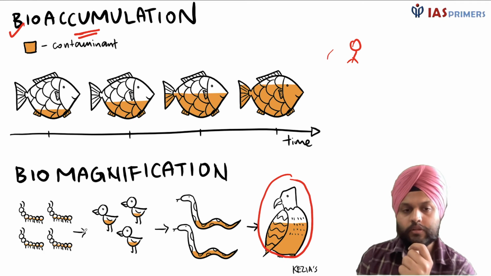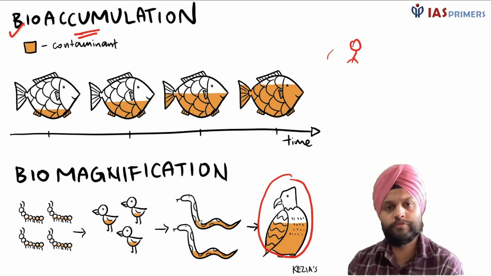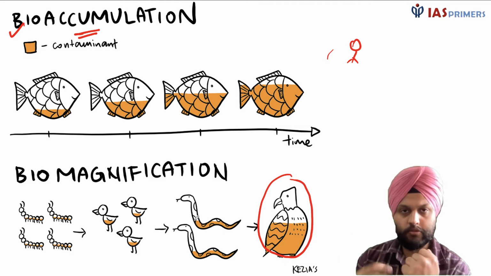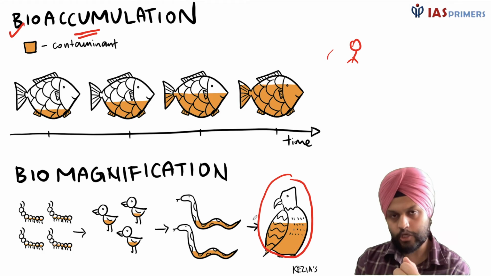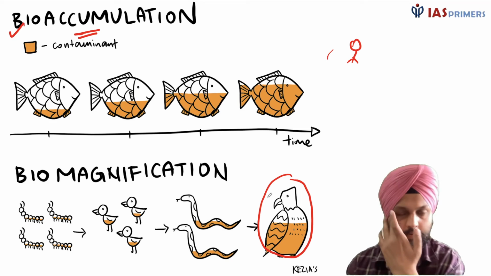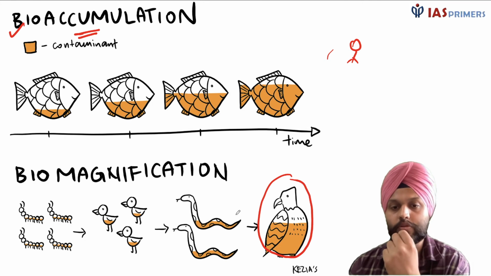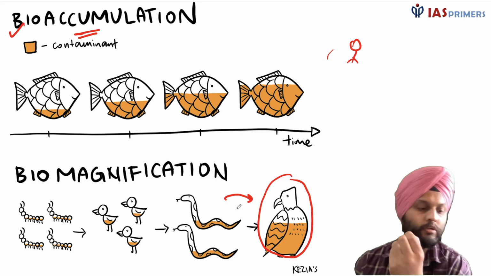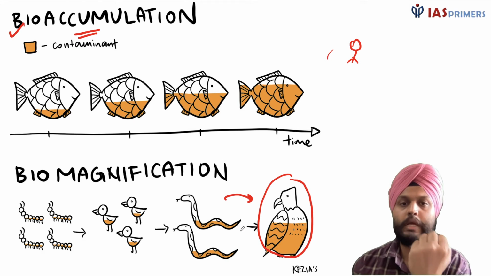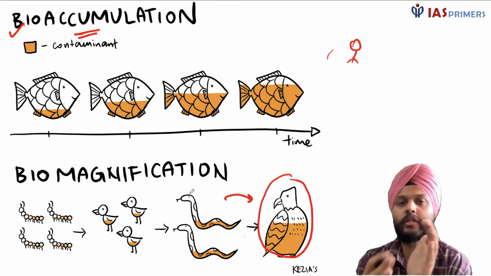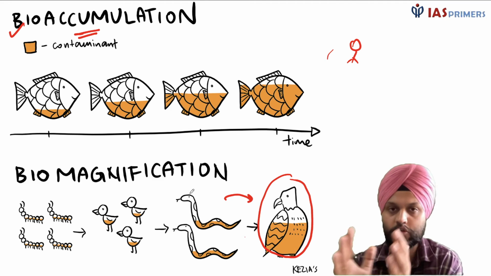The other thing is, let's say we are eating fish, or we are eating poultry, and the poultry has plastic. So ultimately it will enter into us. And since we are at the higher trophic level, because we are eating other species, in that case the intensity of the pollutant will be much more. So that is biomagnification. That is, it gets magnified at the next trophic level.